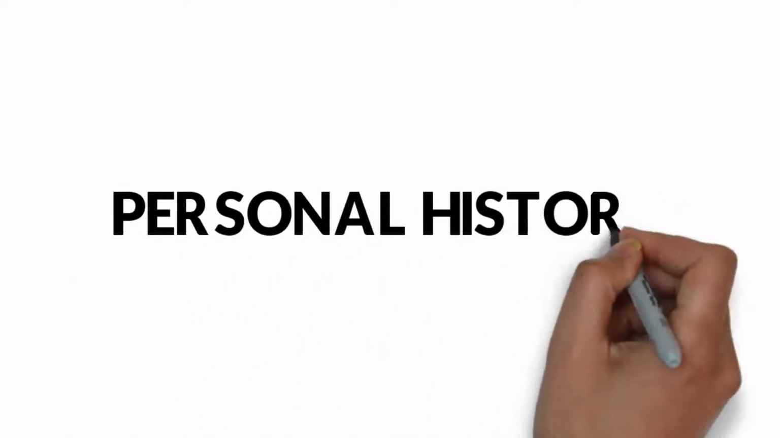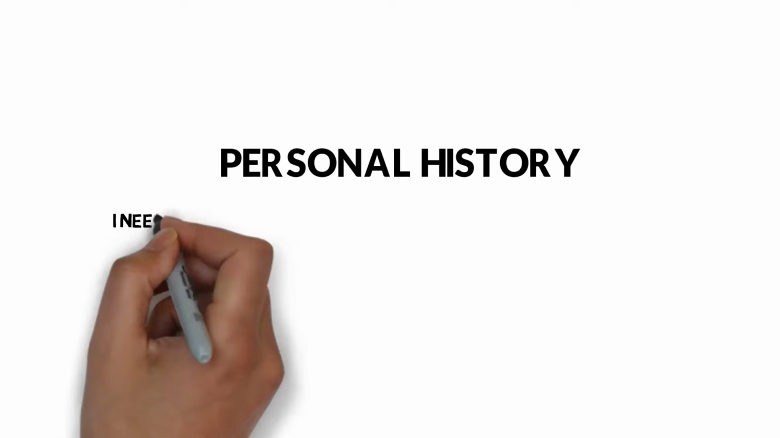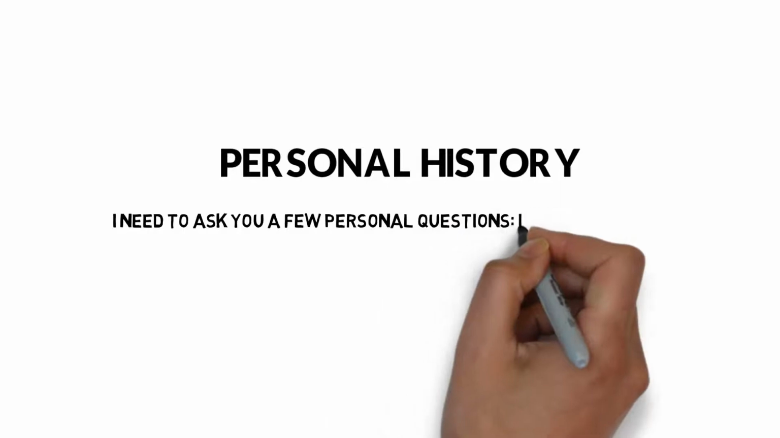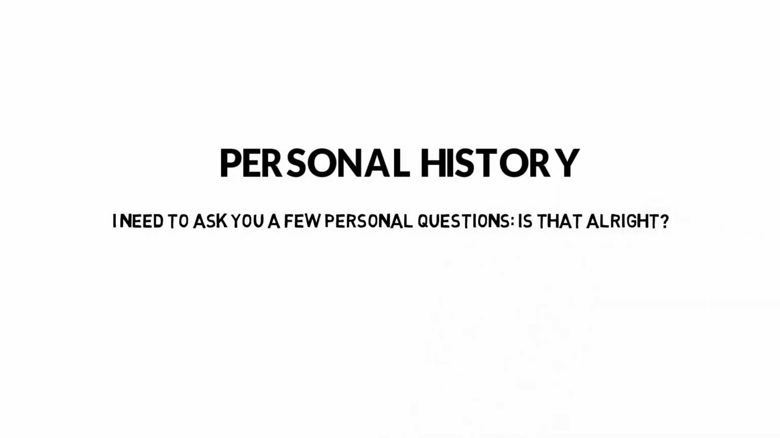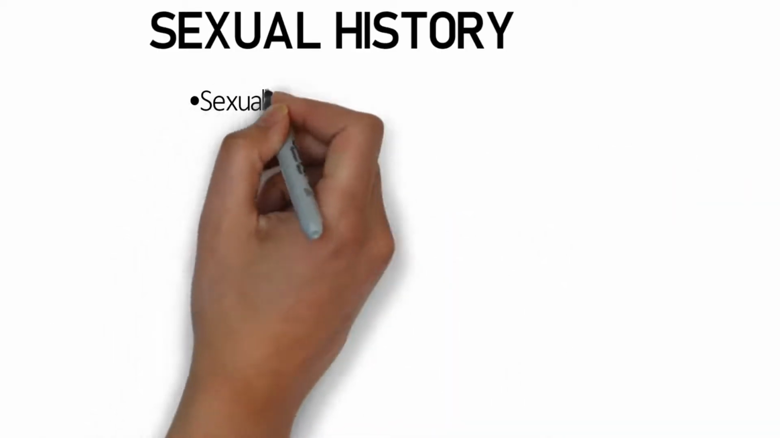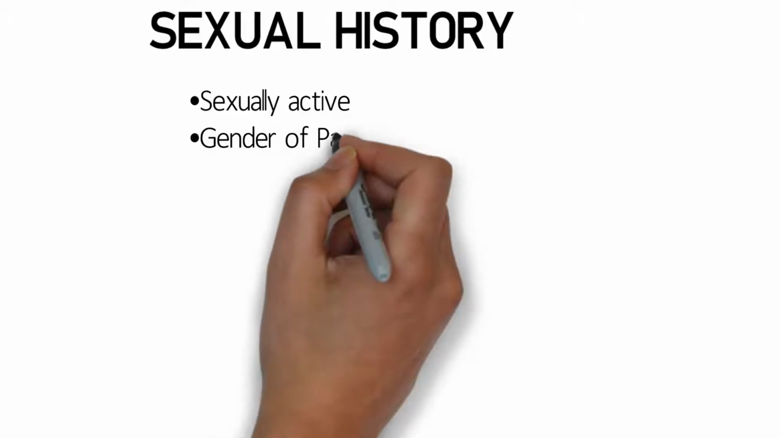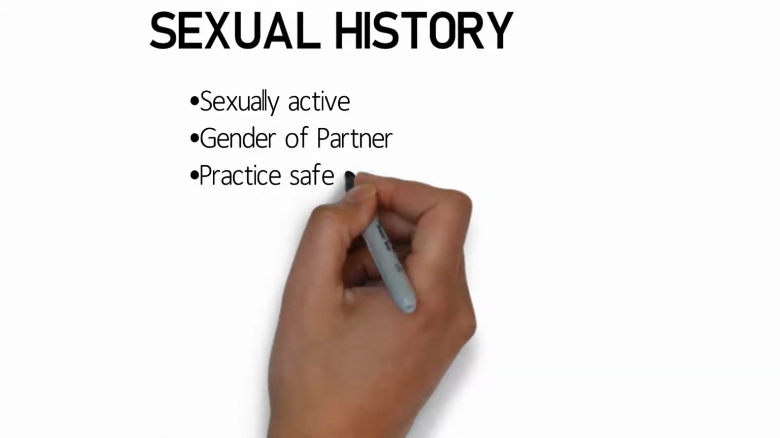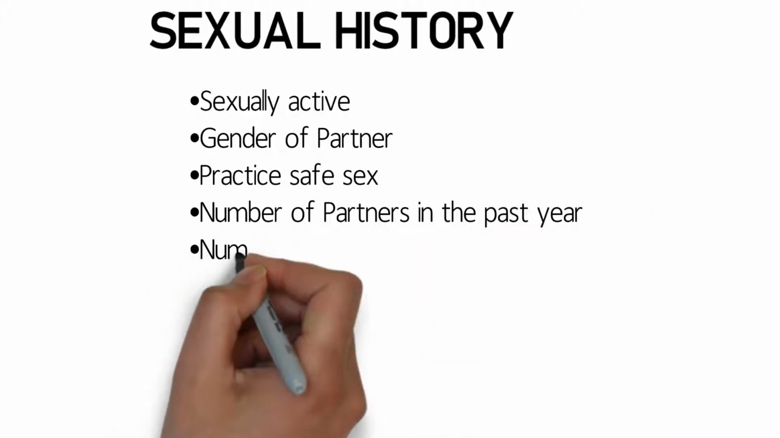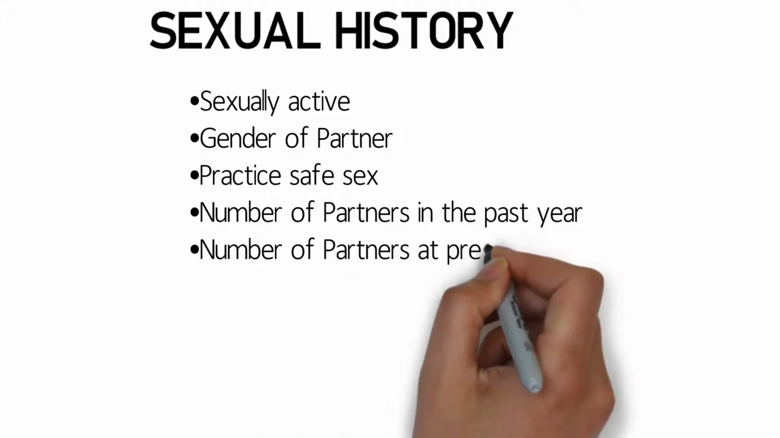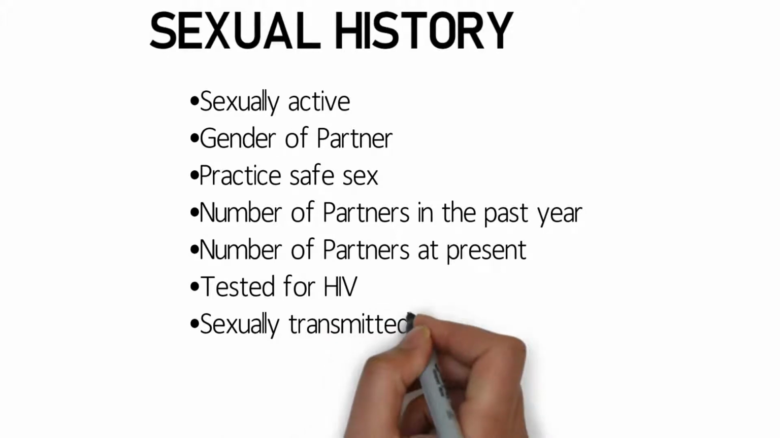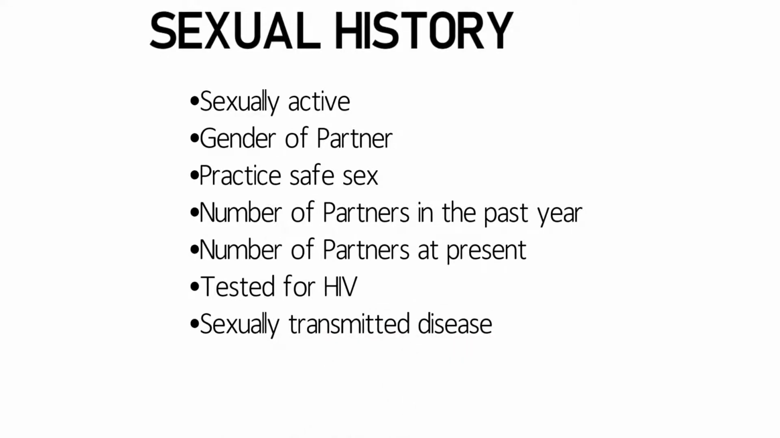Okay, after past medical history, the third part is personal history. In this part, first of all, we need to ask the patient if he or she is okay if we ask any personal questions regarding them. In this part, we take a detailed sexual history of the patient, asking them if they are sexually active, if yes, then whether the partner is male or female, and if they practice safe sex, like using any sort of protection like condoms, and how many sexual partners they have had in the last 1 year. Are they currently having one partner or more than one? And have they ever been tested for HIV? Or have they ever had a sexually transmitted disease?